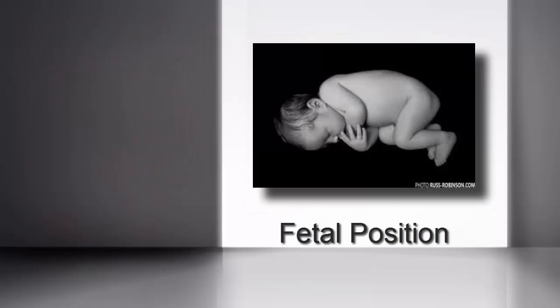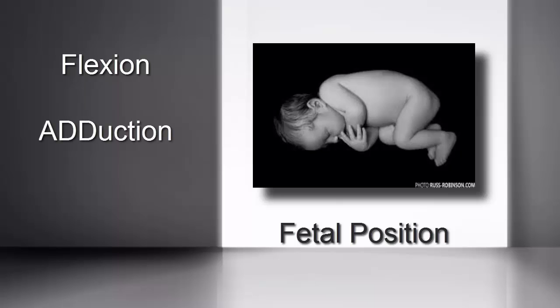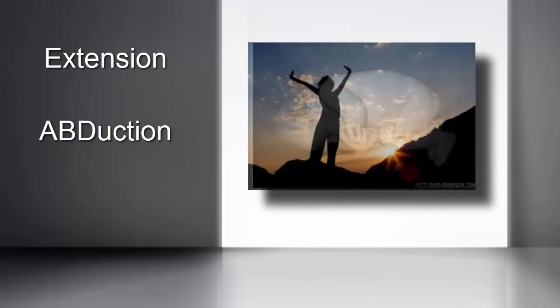What does fetal position have to do with movement? Well, flexion of a joint will bring that body part into fetal position. This is an easy way to remember the difference between flexion and extension of a joint. And in general, adduction will also follow the same rule. So flexion and adduction will tend to compact our bodies, and extension and abduction will open us up.